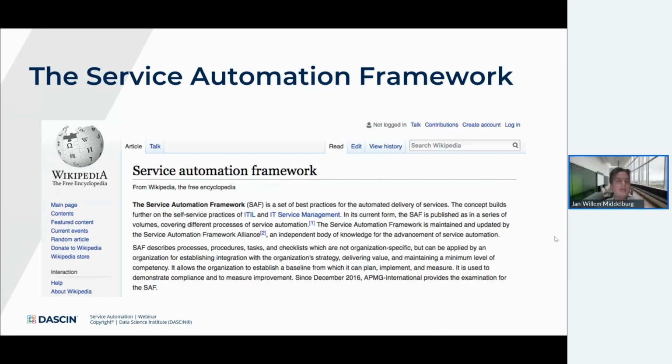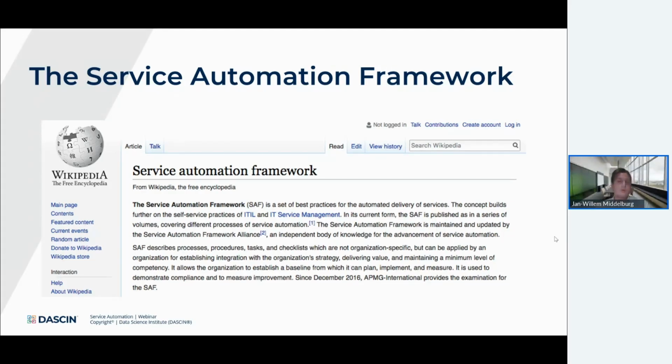The best way to look at a framework is something that is providing a structure. And if you look at the definition on Wikipedia, it says that the service automation framework is a set of best practices for the automated delivery of services, and that it builds on self-service concepts that are discussed in IT service management, and is there in the form of a number of key practices and processes.